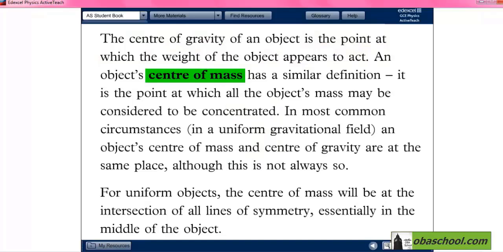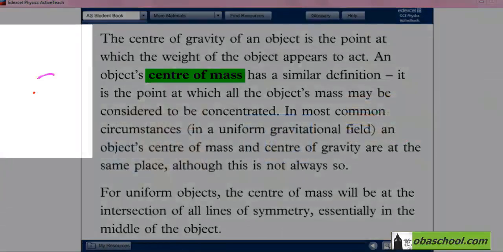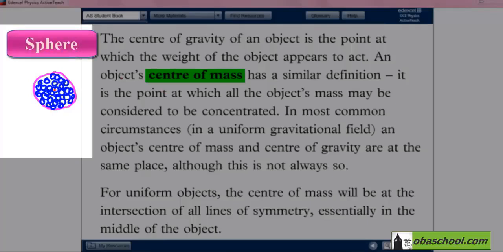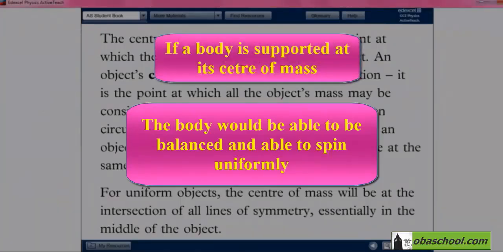However, the center of mass is the point at which all the object's mass may be considered to be concentrated. So each body, such as glass, ball, books, and pens, has points of mass. For example, this ball, inside of it, there are tiny dots that represent mass. If the ball has the shape of a sphere, then the points of mass are concentrated in the middle. Thus, the body would be balanced and it will be able to spin uniformly. This is the case if a body is supported at its center of mass.